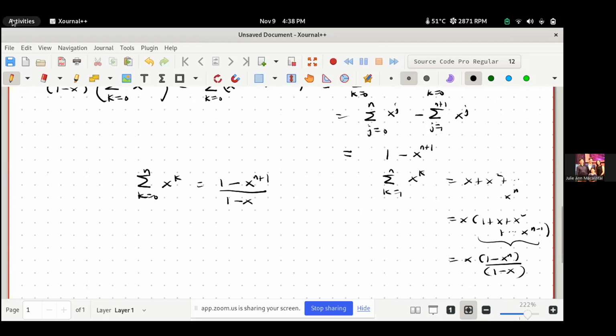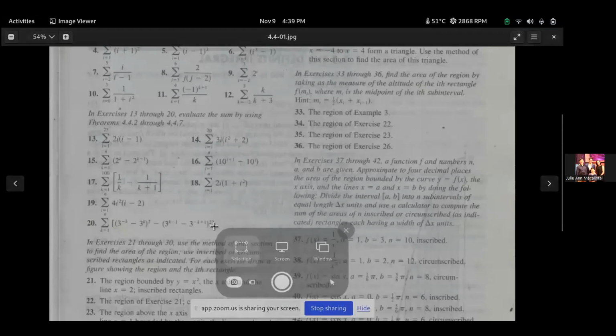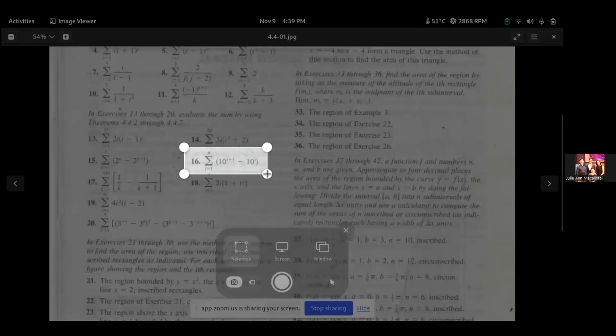So, ngayon, let's go to the next item. So, tapos na tayo sa 15. Something relatively simple. Yung number 16. Number 16. Finish ko na pala. Sige ba?